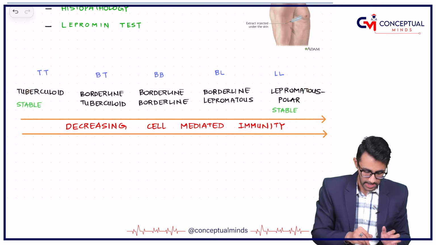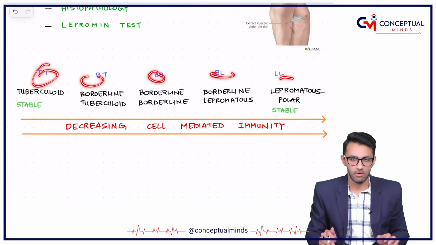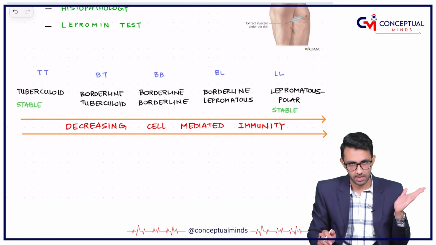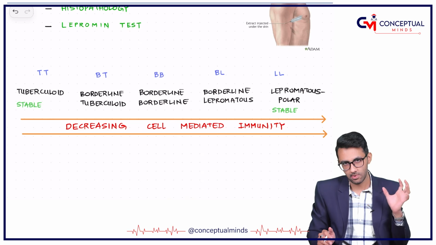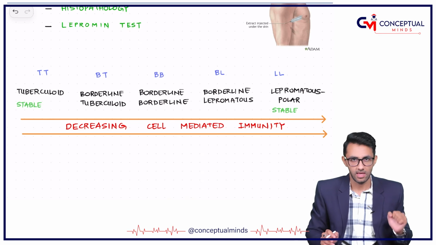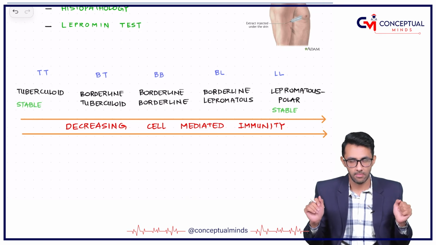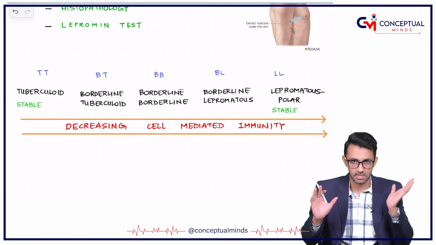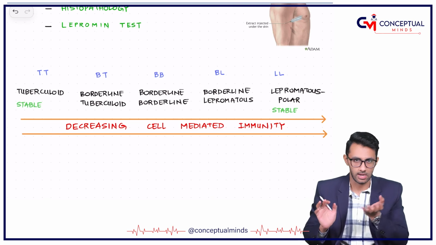What is the classification? TT, BT, BB, BL and LL. Tell me, for TT, can you comment on the immunological status, the immunity of the patient? Very good. LL, immunity very bad. If somebody is going from TT to LL, is it an upgrading or downgrading reaction? It is a downgrading reaction, a downward reaction.